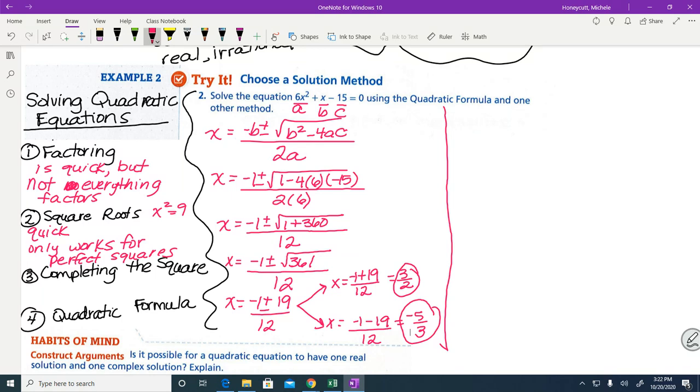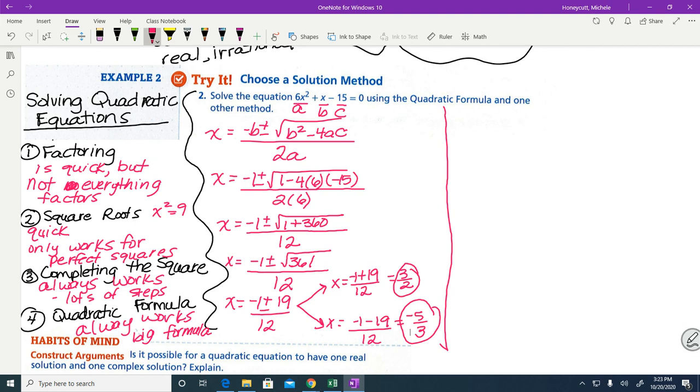Completing the square is an option that we can use. Completing the square always works. It will work for all different types of solutions, and so will the quadratic formula. So why don't we just use completing the square or quadratic formula every single time? Well, completing the square has lots of steps. Quadratic formula is a big formula, so you may not want to use a huge formula or a lot of steps every single time you solve a problem. That's why factoring and square roots might be an option.